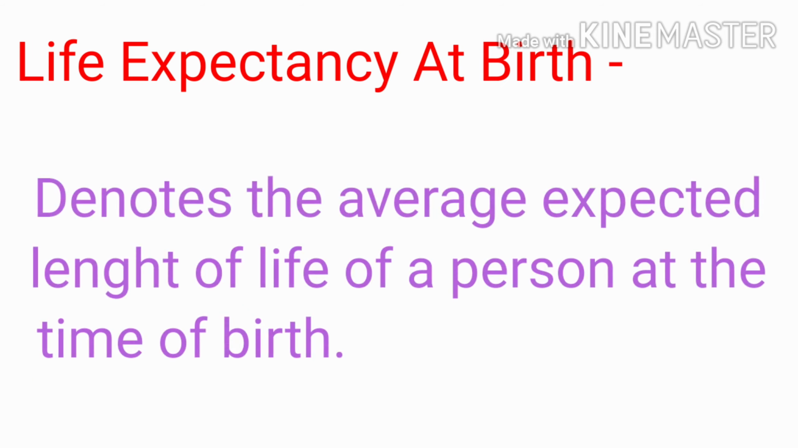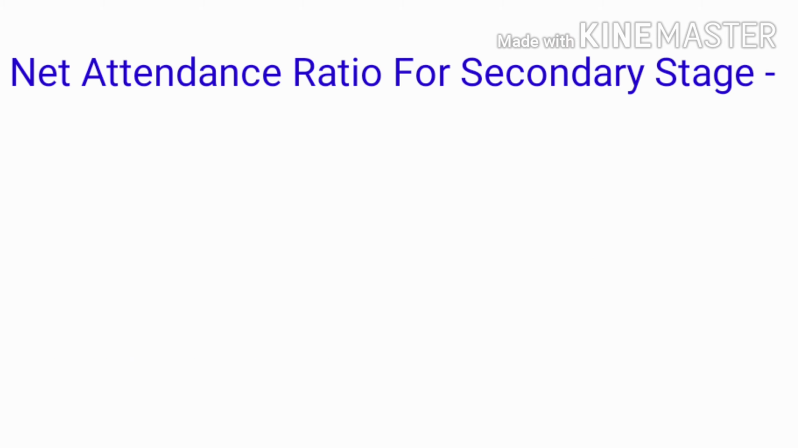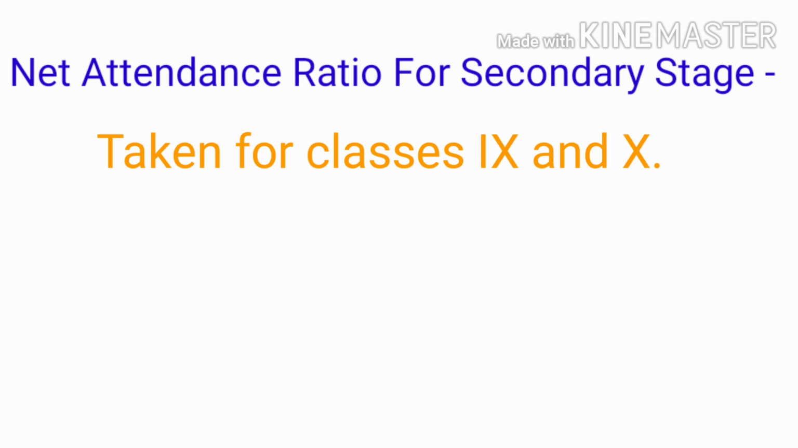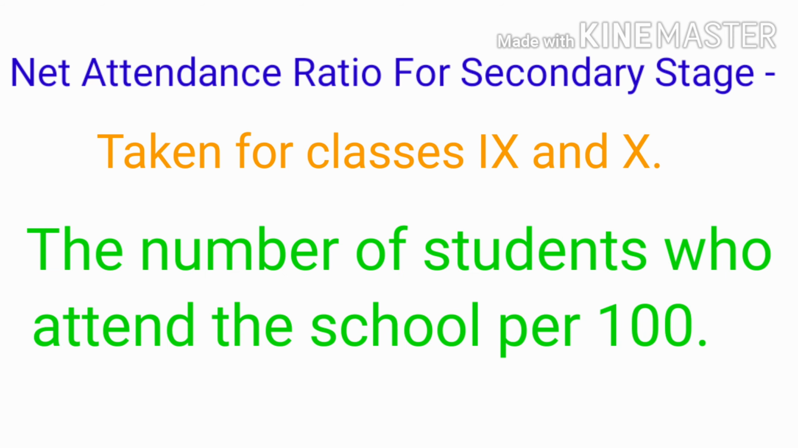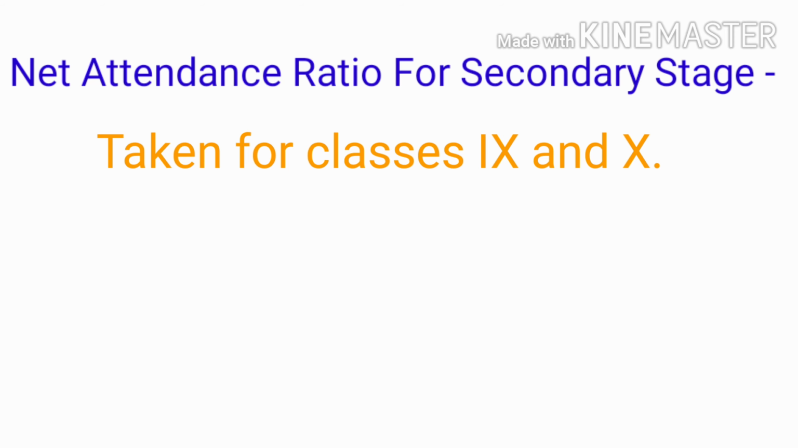Life expectancy at birth. It denotes the average expected length of life of a person at the time of birth. Net attendance ratio for secondary stage. It is taken for classes 9 and 10, and is the number of students who attend school per 100.